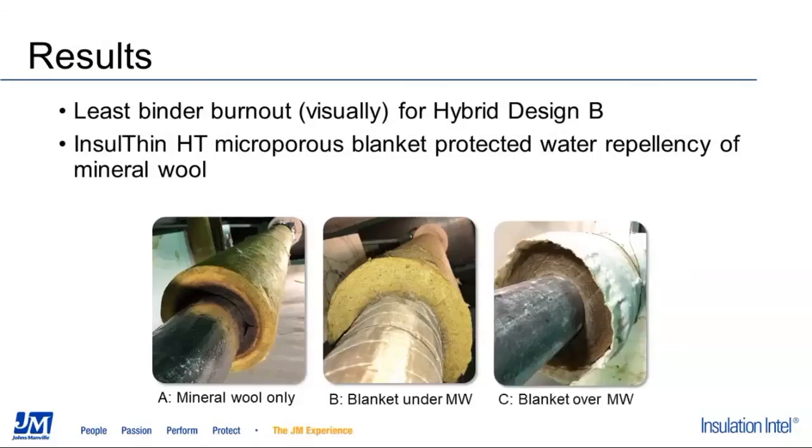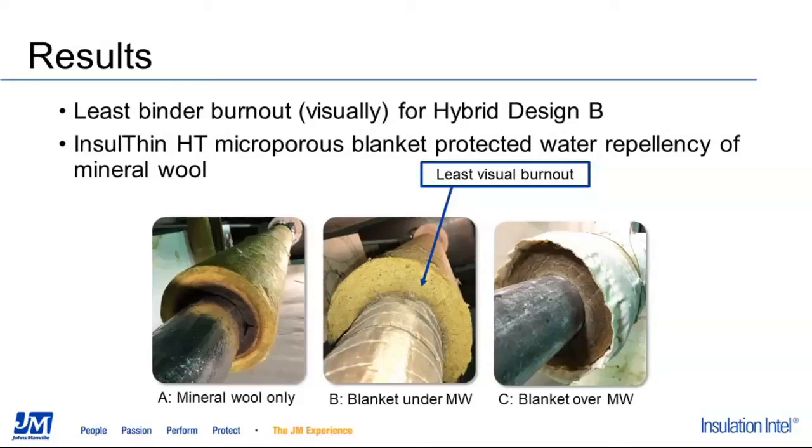In design C, we have the blanket over the mineral wool, essentially as the last layer. We don't see the ring of binder burnout, but you can see the overall color is darker. We see some of this charring, so to speak, for lack of a better word, throughout the whole thickness. Again, it makes sense because we have the heat from the pipe gradually radiating to the outside. So from the visual perspective, we certainly see less binder burnout when we have the Insulate HT as the base layer in design B.